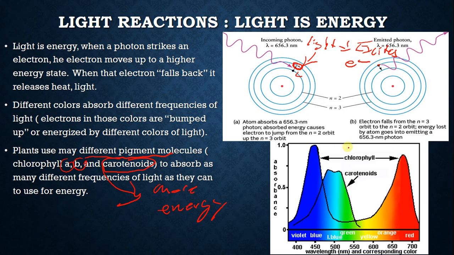For example, here is the absorption spectra of different plant molecules: two types of chlorophyll, chlorophyll A and B, and then carotenoids. They absorb energy most from certain frequencies of light. So light that you shine on a plant in this range would not allow photosynthesis to happen very well.